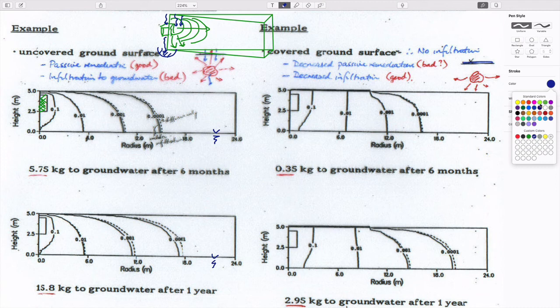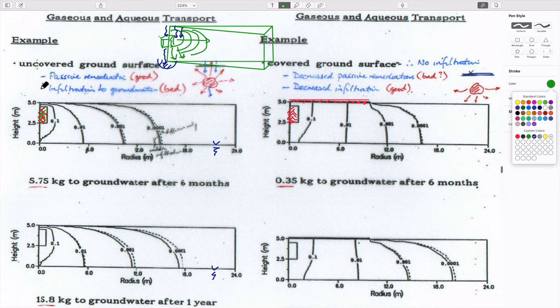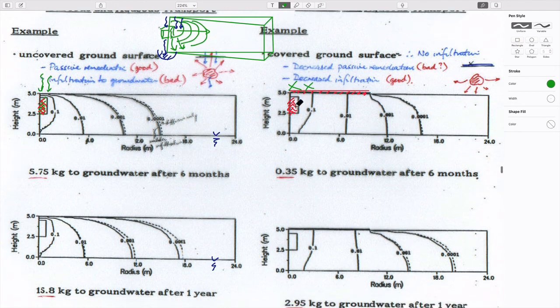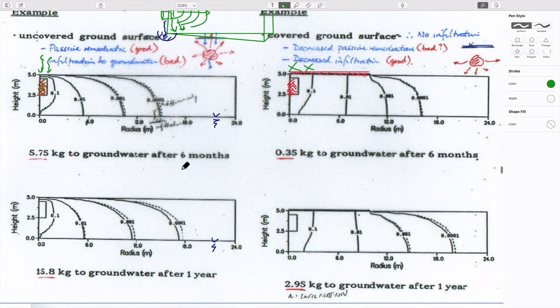And so these on the left and right represent two different behaviors. The left represents the case where the source is placed here, but the site is just left to do its own thing. And the right-hand side represents the case where the source is put in here, but there's a membrane that's placed on the top that stops infiltration of water into here. So here, infiltration can occur, and will wash the stuff down. And here, that can't occur. And they look at times of 6 months and 1 year in the 2 second ones.